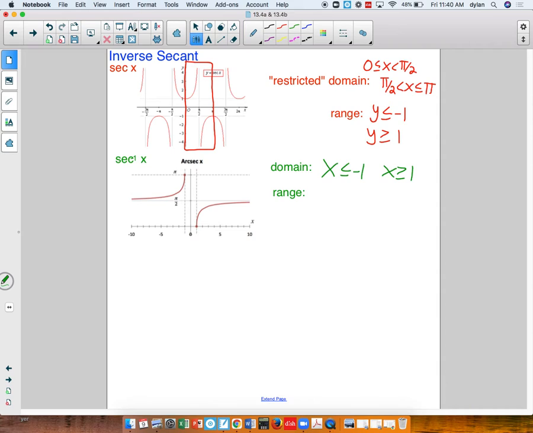Our range goes from 0 to pi, except π/2. So we can think about this as 0 is less than or equal to y, which is less than π/2, and also π/2 is less than y, which is less than or equal to pi. So our quadrants then would be quadrant 1 and 2. So this gives you the inverse domains and ranges for all three of these additional trig functions.